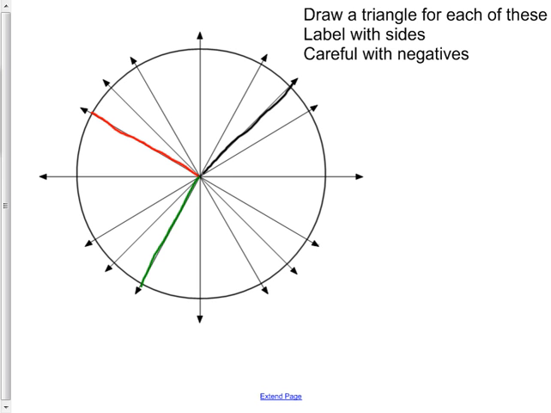It's 1, 1, square root of 2. This is not a unit circle. So you can use the sides that you like, the ones you already know, the 1, 1, square root of 2, or the 1, 2, square root of 3, that kind of stuff. So make sure you're careful with your negatives. I'm going to pause while you complete 3 triangles, one for each of these.